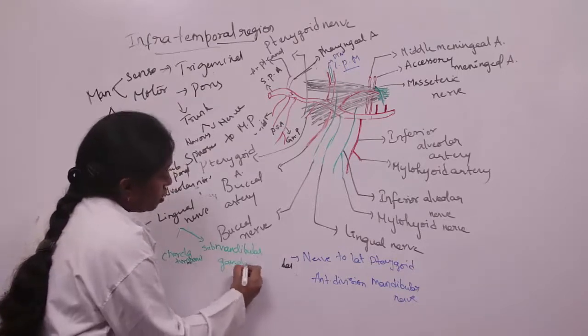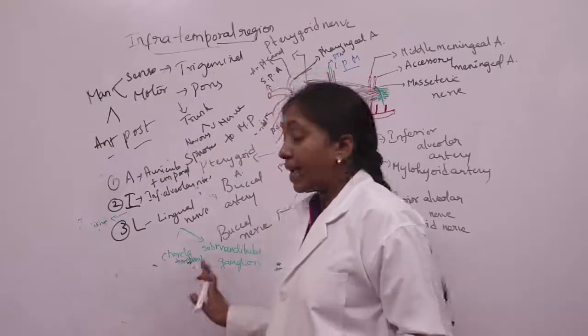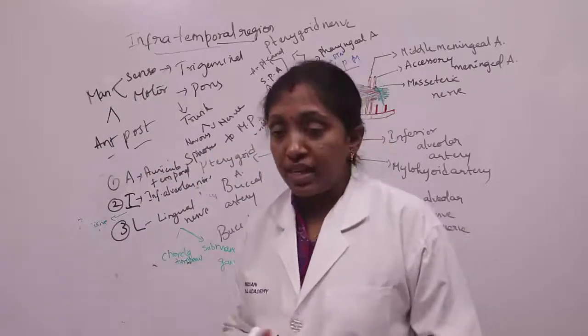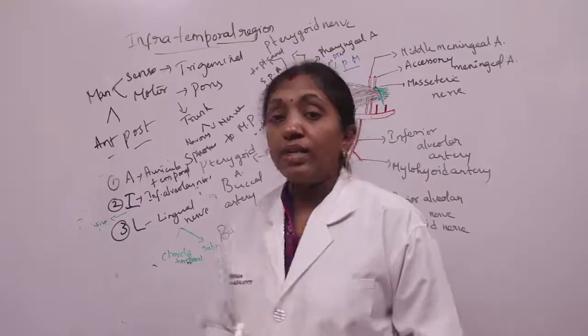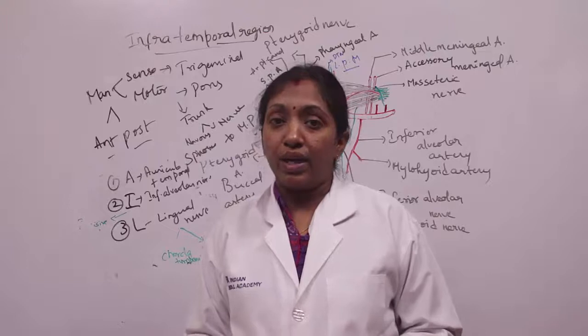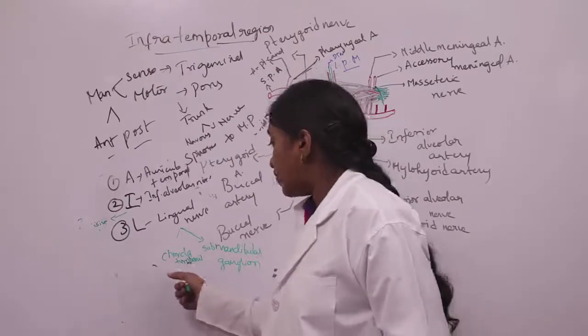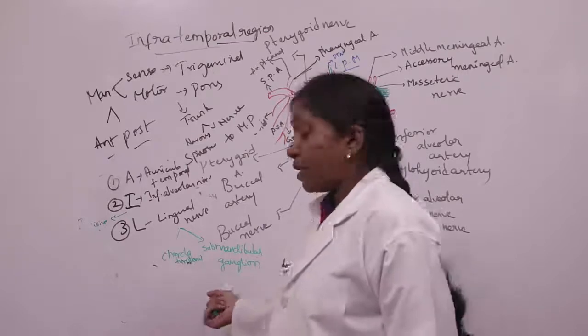The lingual nerve is also connected to the submandibular ganglion by 2 roots. This submandibular ganglion rests on the hyoglossus muscle, and through this the lingual nerve supplies secretomotor fibers to the submandibular and sublingual glands. So the communicating branches of the lingual nerve communicate with the chorda tympani nerve and also the submandibular ganglion.